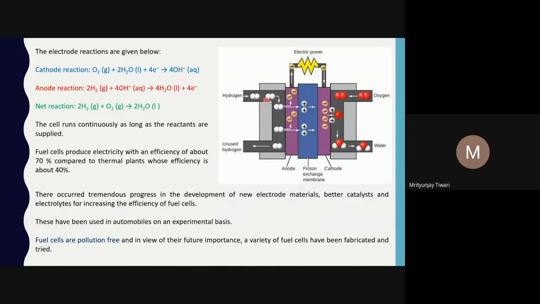And if you see here, this is a more elaborate diagram, and here you see the hydrogen molecules are added. Some of the hydrogen molecules will not react, so unused hydrogen gas will come out, and some of the hydrogen molecules will be oxidized into H plus and electrons, the protons and electrons. The electrons will move through this electrode and the circuit, so we can run the electrical device we use in the circuit.